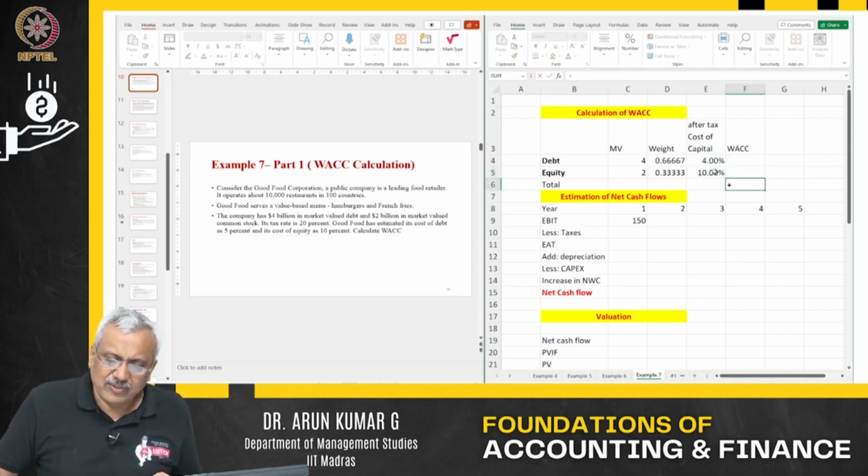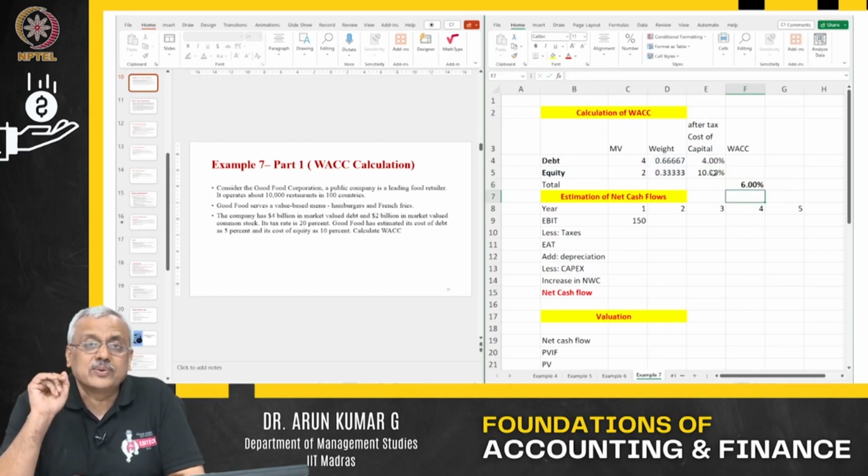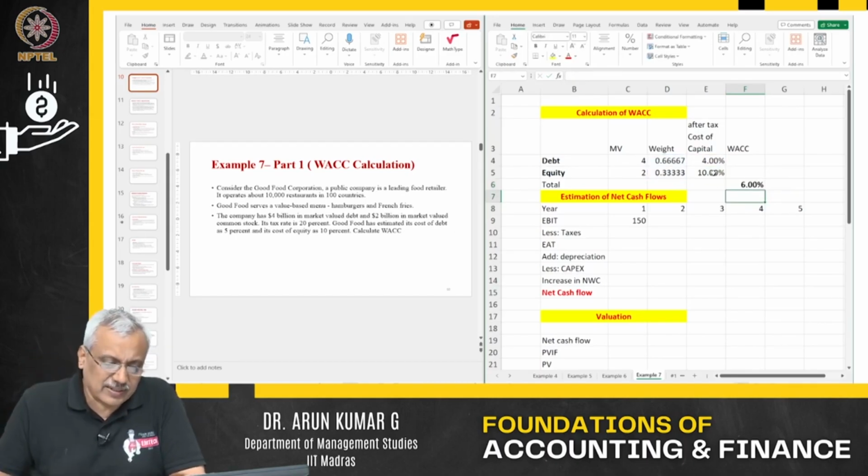Now what is WACC? WACC is nothing but the weight of debt into the after tax cost of debt, plus the weight of equity into the after tax cost of equity, and that's what your WACC is, 6%. So we have calculated that.